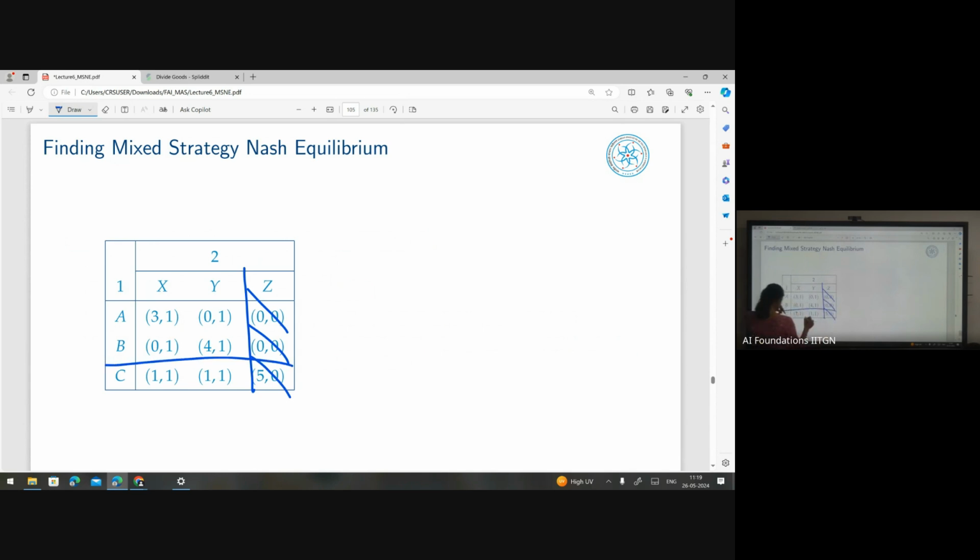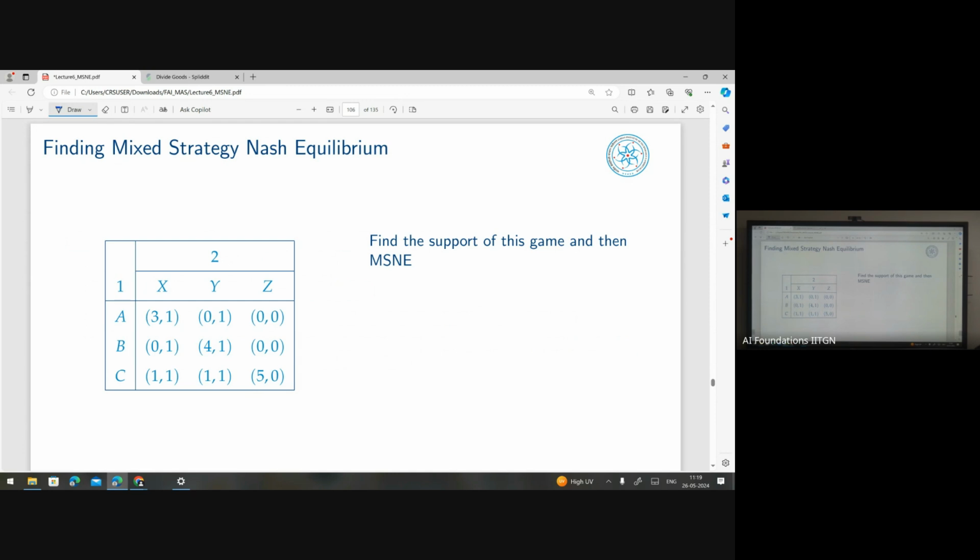C is also out of the picture. Now the idea is there are no more dominant strategies, so you'll have to do the mixed strategy computation, the P's and Q's, and evaluate. Essentially, for the second player, it's all 1. For the supports, B is strictly dominated, and C is dominated by a mix of A and B.